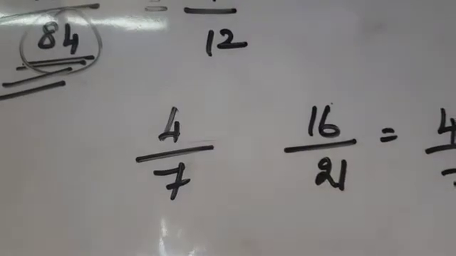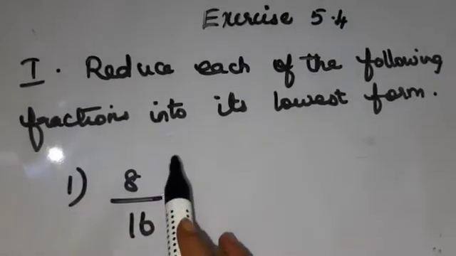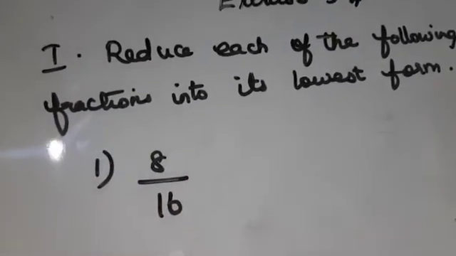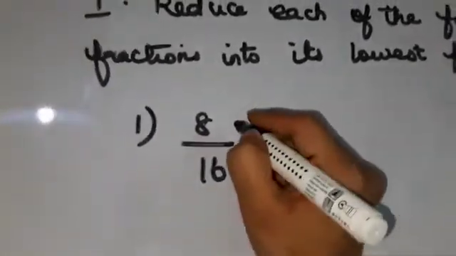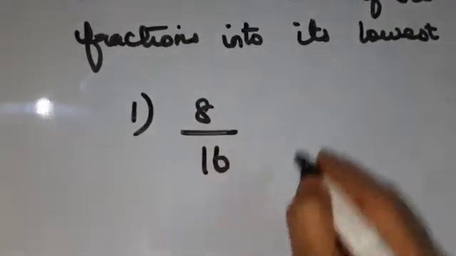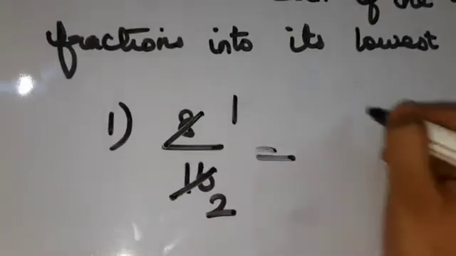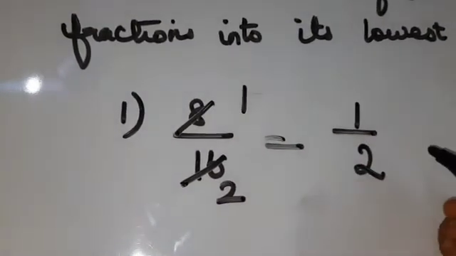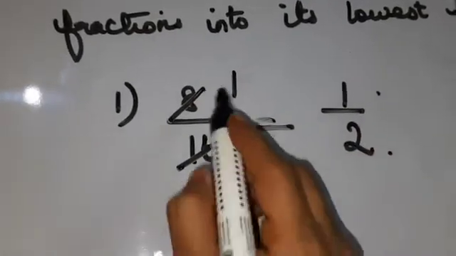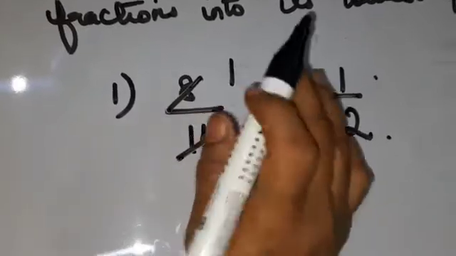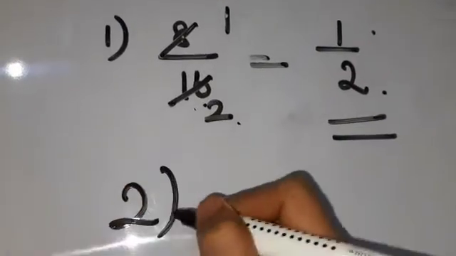Now let's solve exercise 5.4. Given here is reduce each of the following fraction into its lowest form. So what we are going to do? We are going to simplify the given numbers. So in 8 table itself we can simplify the given number. 8 ones are 8, 8 twos are 16. So this is being reduced to the lowest form of fraction as 1 by 2. Once again I am saying, see here, 8 by 16 can be simplified in 8 table itself. Is it not, students? Let's solve the second problem.